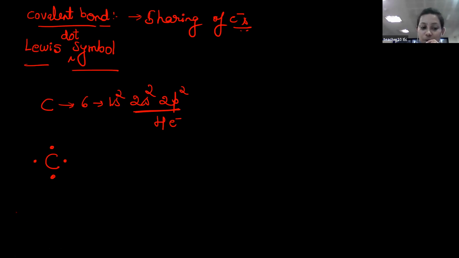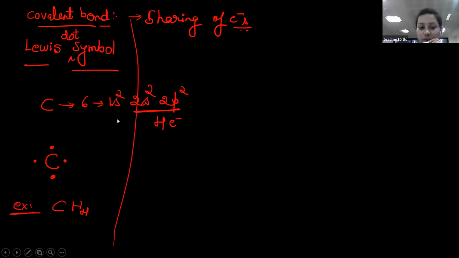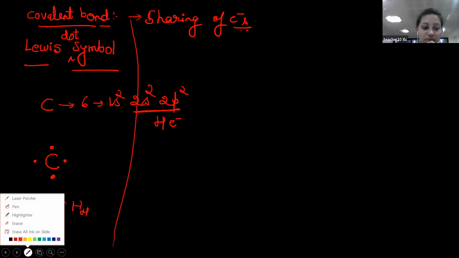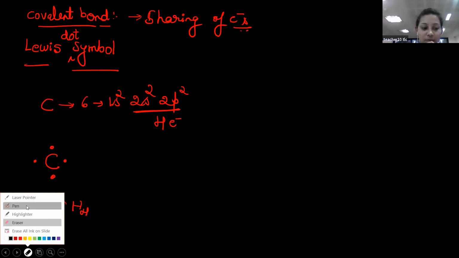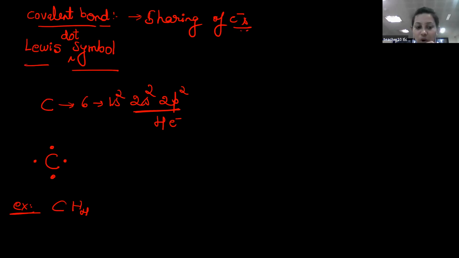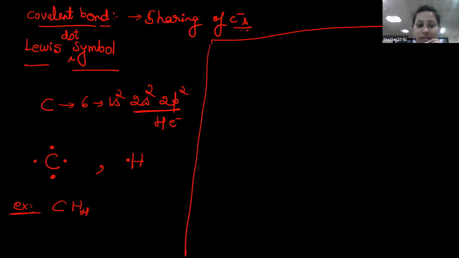Students, now you take an example of methane, that is CH4. So how much electron will be there in hydrogen? Only one. Correct? So now what is the Lewis dot symbol for hydrogen? So that is 1. Okay, so now how this bond is formed? So this is the best example for covalent bond.